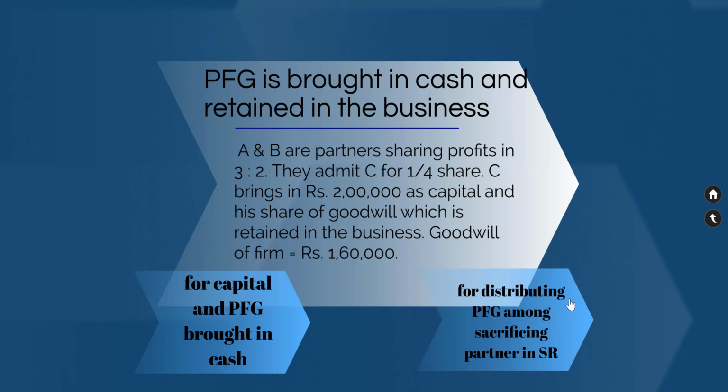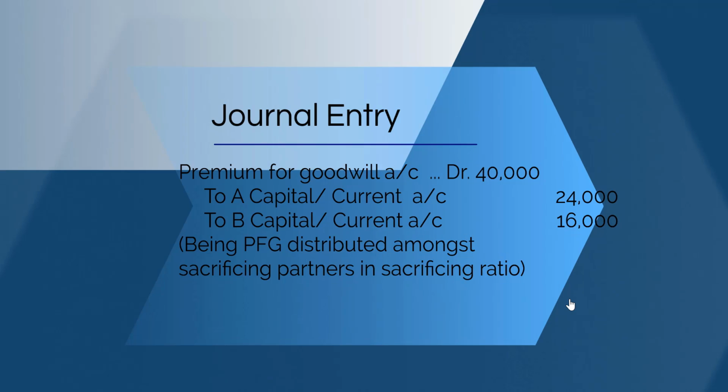Now the second entry is to distribute the premium for goodwill rupees 40,000, which is brought in by C, among the sacrificing partners in their sacrificing ratio. Now in this particular example, the sacrificing ratio is equal to the old ratio, which is 3:2. So let's see the journal entry for the distribution of premium for goodwill.